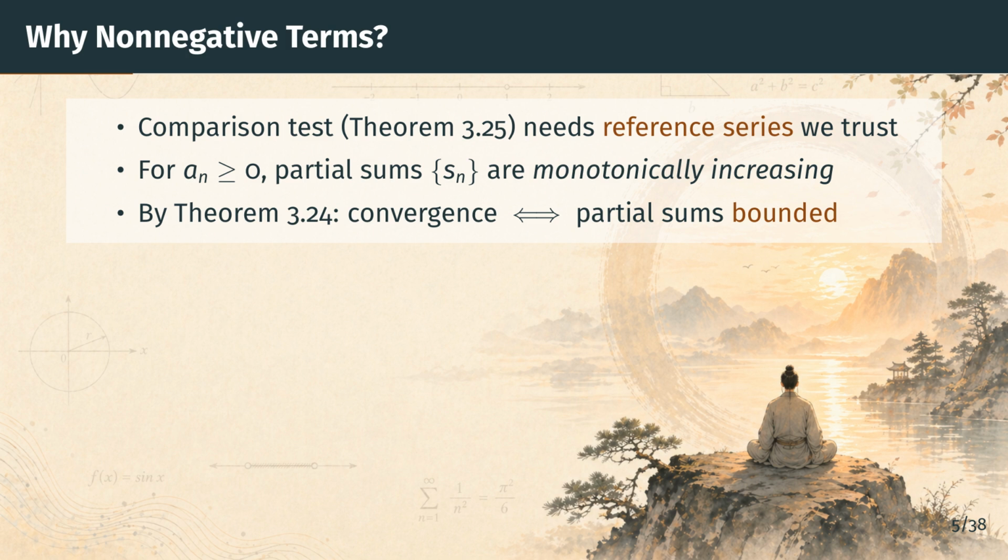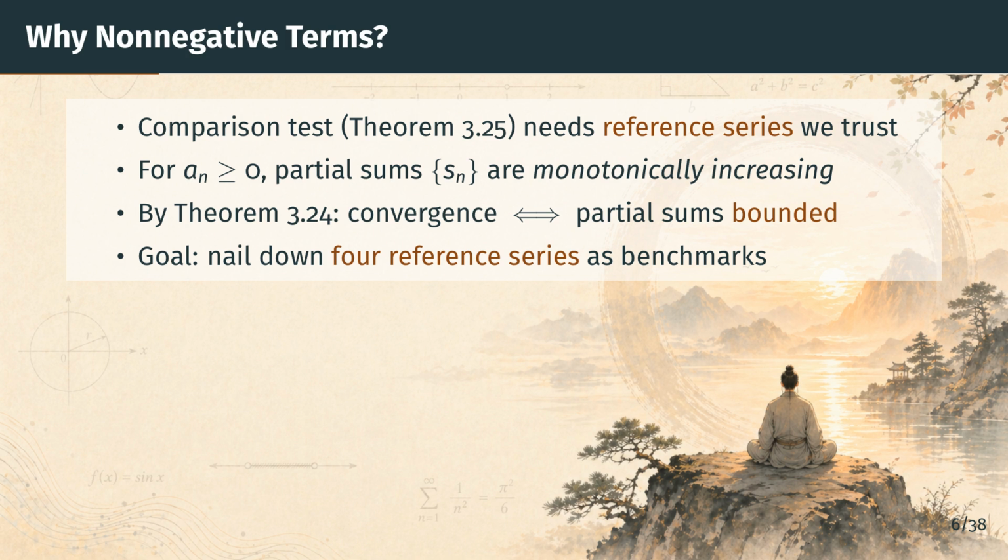This is exactly Theorem 3.24 from the previous section. A series of non-negative terms converges if and only if its partial sums form a bounded sequence. This single fact removes all the epsilon machinery and turns convergence questions into boundedness questions. It is the workhorse behind every proof in this section.